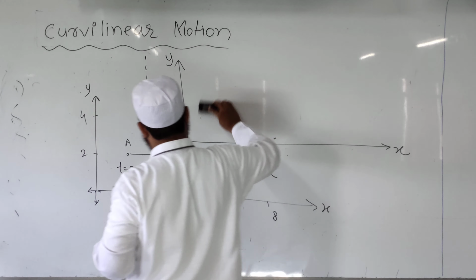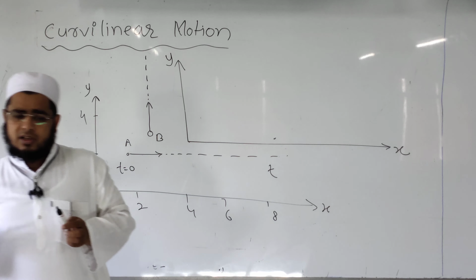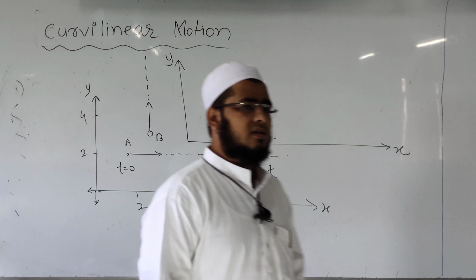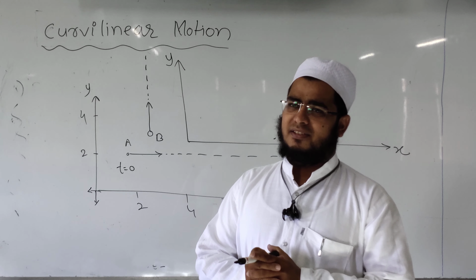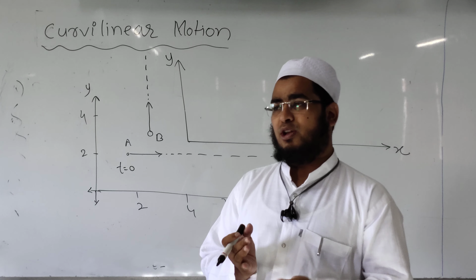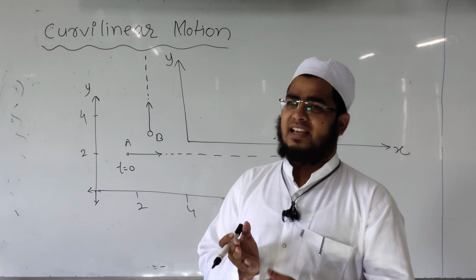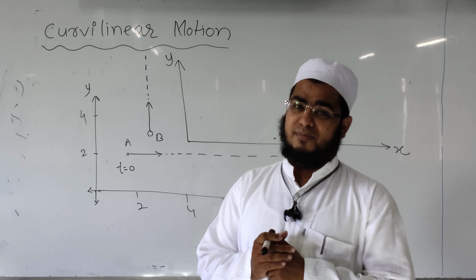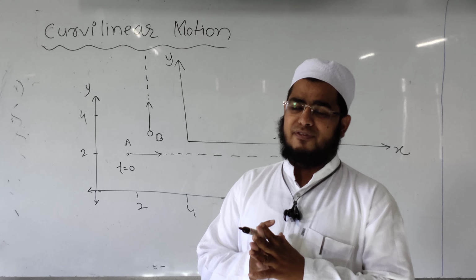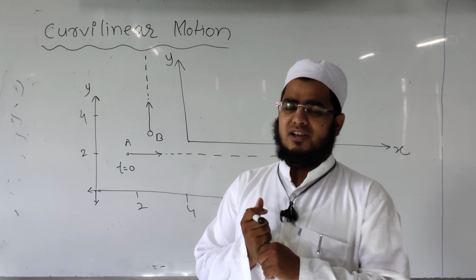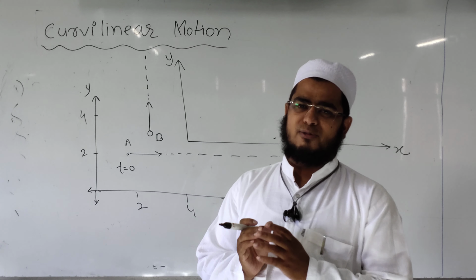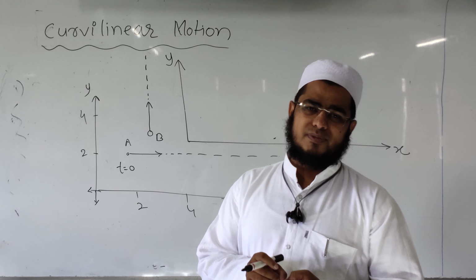So in curvilinear motion, as this curvilinear motion is having variables in two directions, that's why we have to consider the velocity in two directions, acceleration in two directions, and displacement. If the direction is decided accordingly with reference to the axis, we have to calculate the displacement of the object.